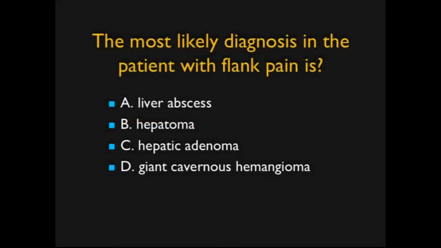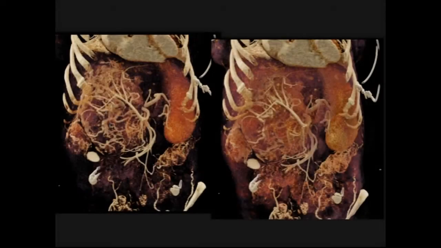This patient has flank pain. What's the best diagnosis? Well, again, I've given you a cinematic rendering, which is I'm trying to show you how well it works in select cases. There's a large infiltrating tumor in the liver with extensive neovascularity.